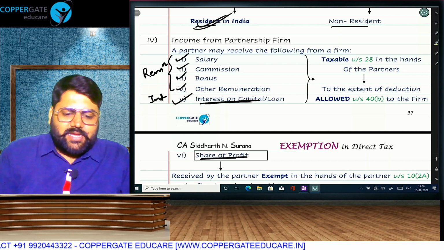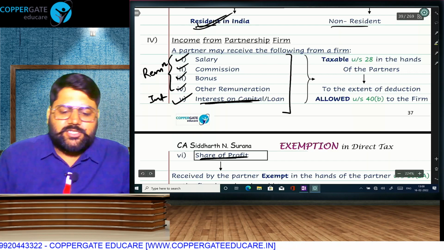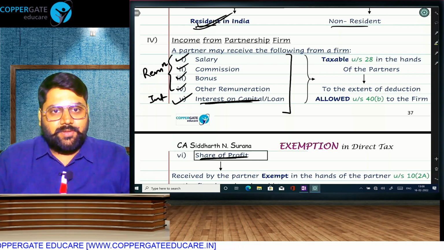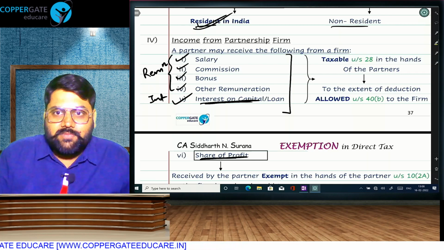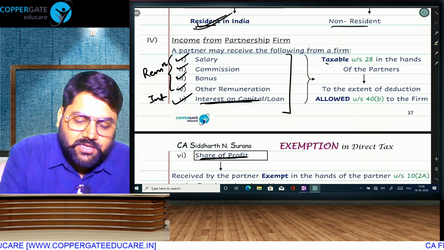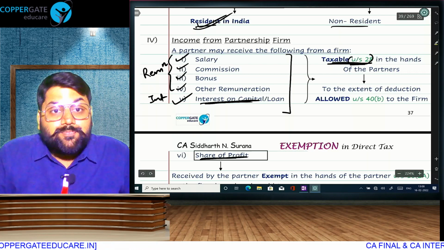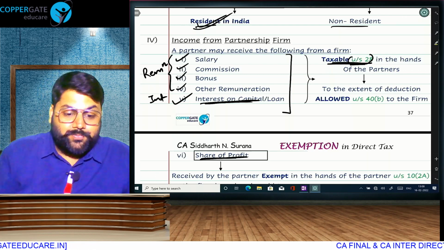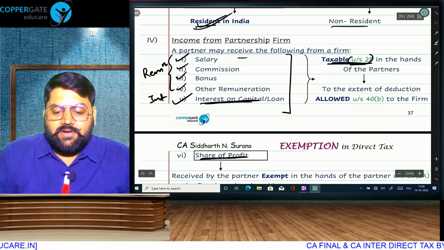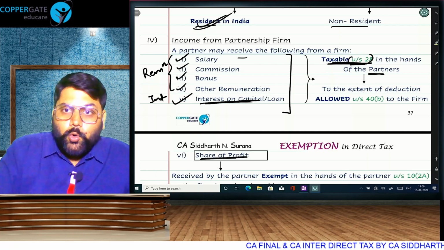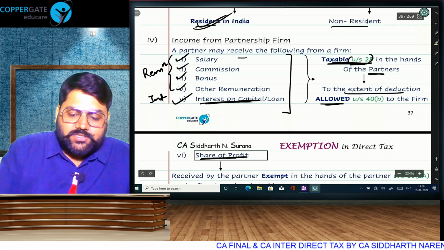What is the difference in tax treatment? As far as the remuneration and interest is concerned, the firm is going to take deduction of these payments. It is like an expense of the firm, and because the firm will take deduction, they will be taxable. And also please pay attention, taxable under PGBP, because a partner is not an employee. So even if we call it salary, it will be taxable under PGBP in the hands of the partner, but only to the extent the deduction was allowed to the firm.